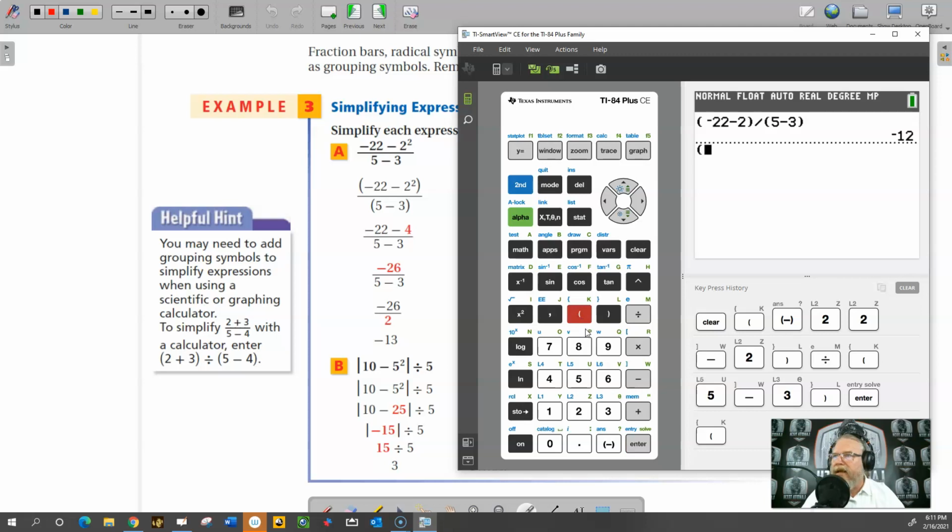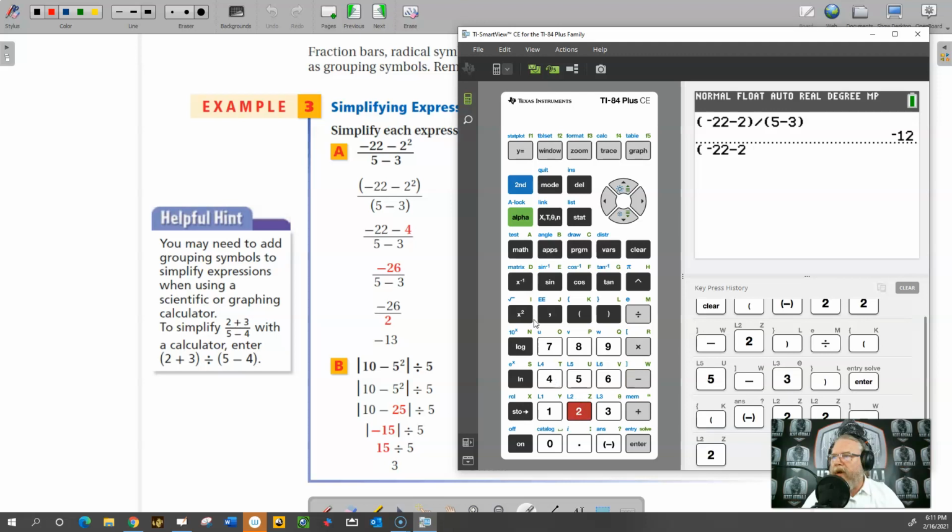So let's try this again. Let's go ahead and do negative 22. And from that I want to subtract 2 squared, so I need that button right there. There we go. This should fix it. Now let's do the divide by the quantity of 5 minus 3. And now, hopefully I get negative 13.